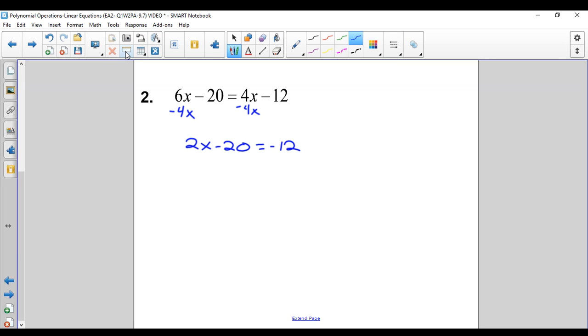We have this, and now it looks no different than what we had in the last problem. So I add 20. That becomes 2x equals 8. Divide by 2, and x equals 4. You can always plug your answer back in to check your work. Make sure both sides are balanced.